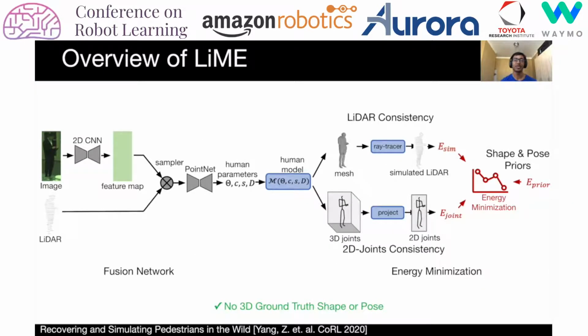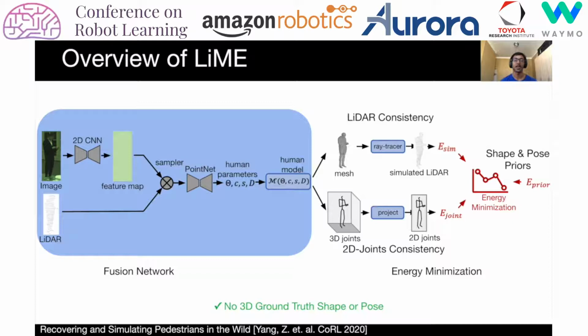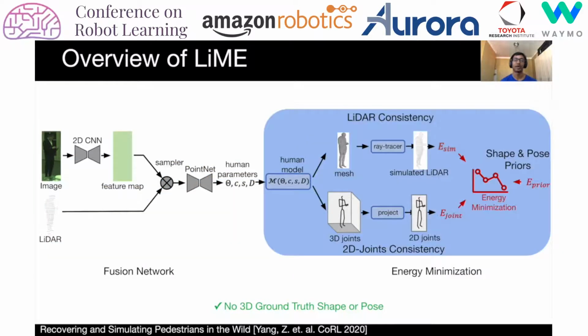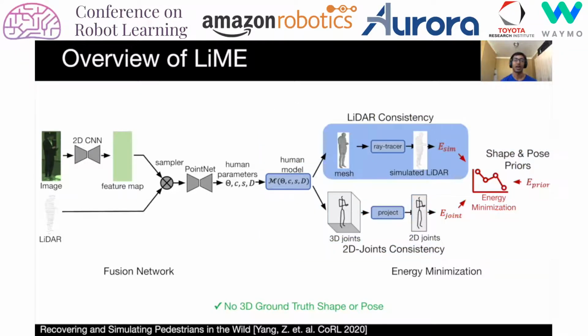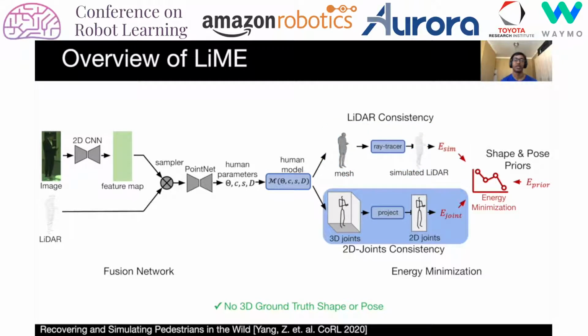We now need to use the in-the-wild sensor data to predict our body model's parameters. We first use a fusion network that fuses LiDAR and image data together to predict the initial estimate, which we then refine through energy minimization. Our energy formulation exploits a raycaster that encourages the reconstructed mesh to agree with LiDAR, reprojection consistency with 2D image joints, and human shape and pose priors. Importantly, we do not require ground truth pose or 3D shape, as the fusion network is self-supervised through the energy formulation.